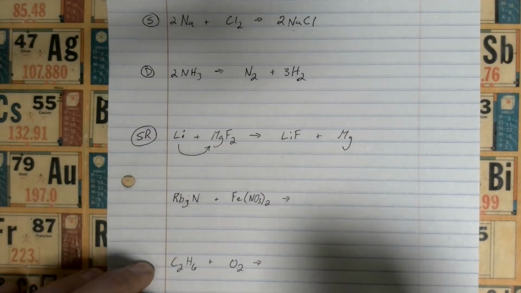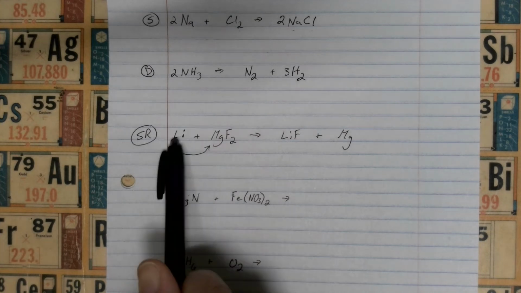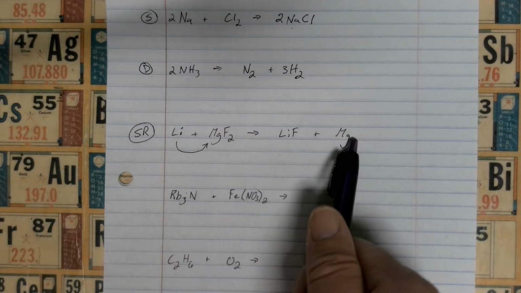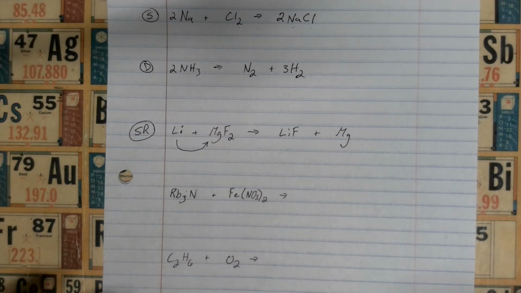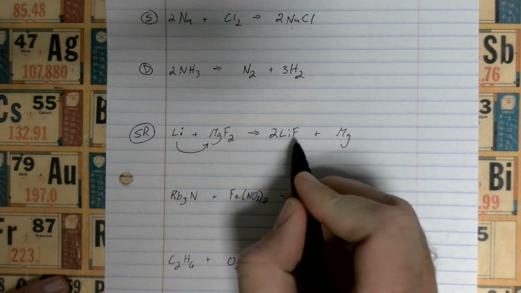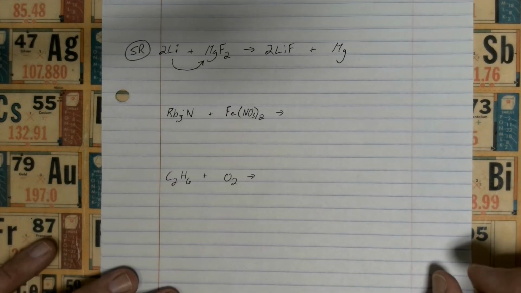Sorry, forgot to put that. The metal will replace the metal. If this was a non-metal, it would have replaced the non-metal. And then the one that you kick out gets by itself over here. Then we'll have to balance this. So I need 2 Fs. And then that gives me 2 Li's, so I'll put a 2 there.